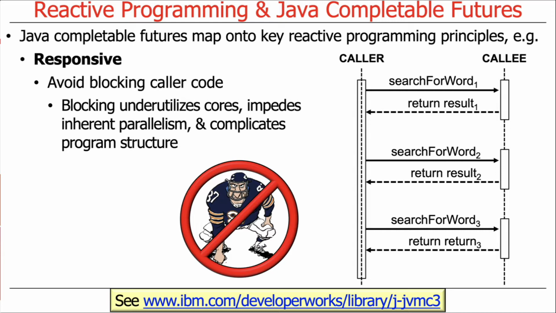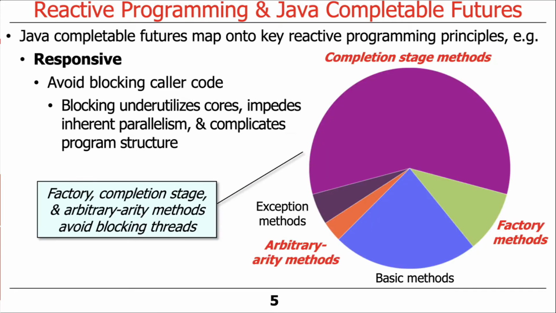Why is this a problem? Well, blocking will underutilize cores. We already talked a bit about that when we talked about parallel streams. It will impede the inherent parallelism on the underlying platform because it's not easy to overlap concurrency and communication. And it also can complicate program structure, depending on what you have to do to make things work well if you have lots of blocking operations, which typically involves spawning threads. So that's the problem with blocking code.